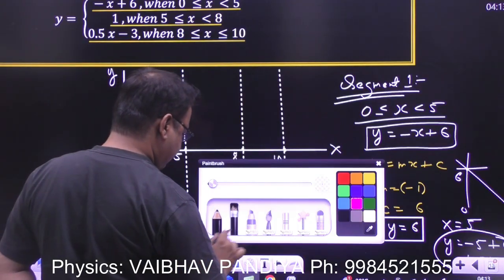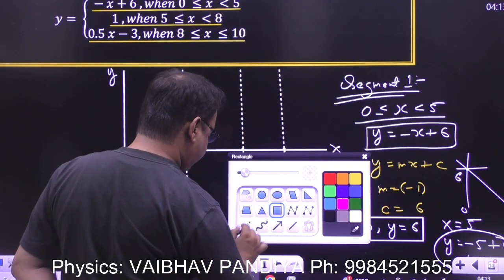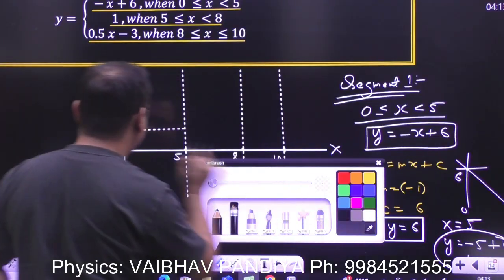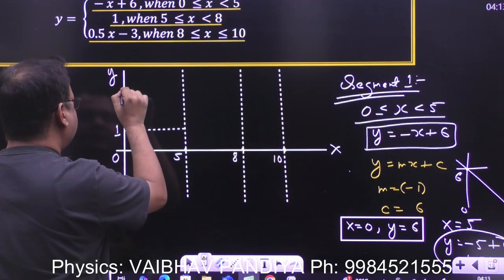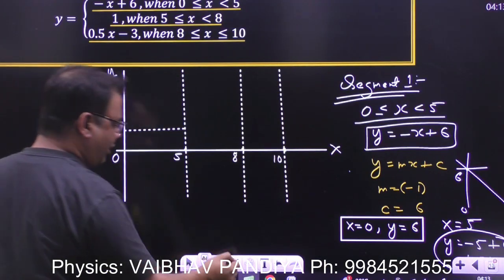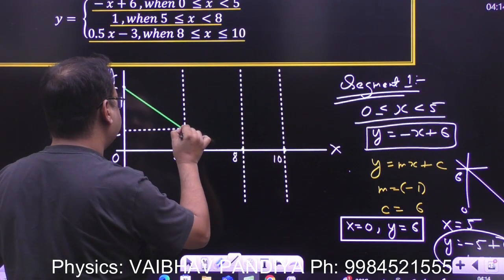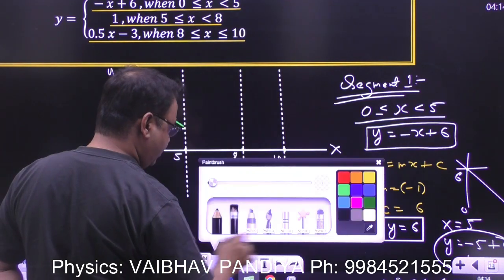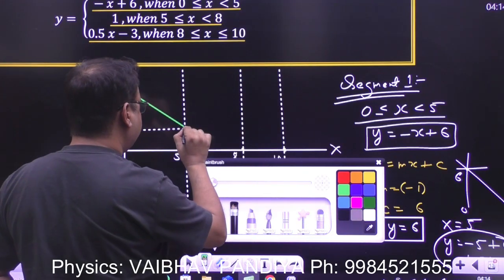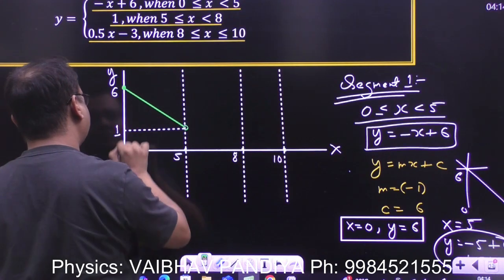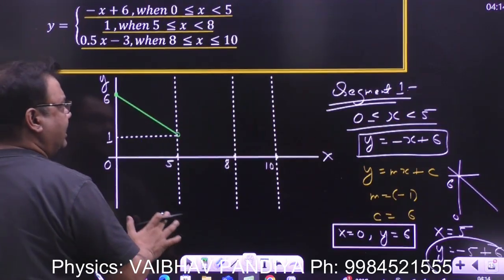Let me make a dotted line here roughly, which is denoting the value of 1, because I have to stop at 1 and I have to start at 6, and the line will go down since it is having a negative slope, something like this, correct? As I told you, at 5 I will make a hollow circle, and at 6 I will make a dark circle because this value of x is included. That is the segment 1.